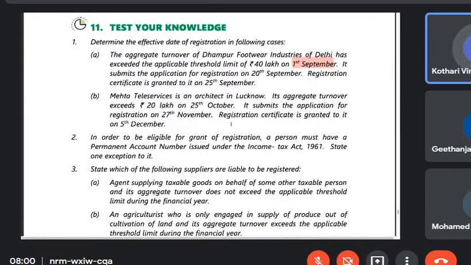Mehta Teleservices is an architect in Lucknow. Its aggregate turnover exceeds 20 lakhs on 25th November. It submits its application for registration on 27th November. The registration certificate is granted on 5th December. What is the effective date of registration?